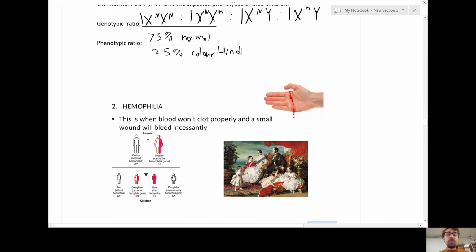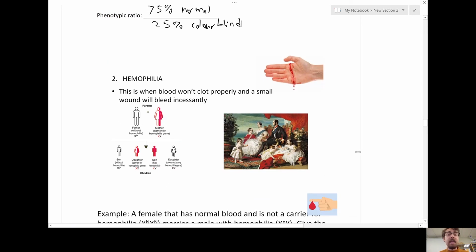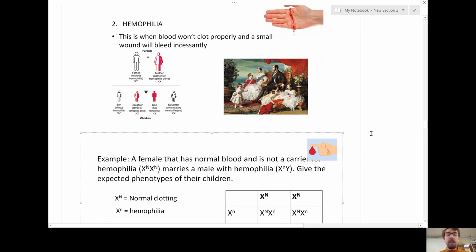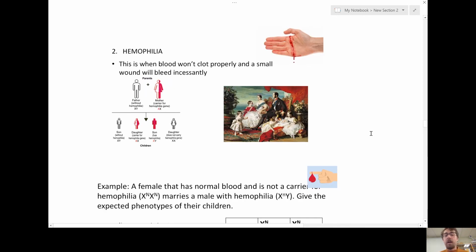Another common sex-linked trait is hemophilia. Hemophilia, again, is carried on the X chromosome. It's a genetic disease that occurs when blood does not clot properly. So if you get a small cut, it will just keep bleeding. The bleeding doesn't really stop. This particular trait has had a pretty huge historical impact.